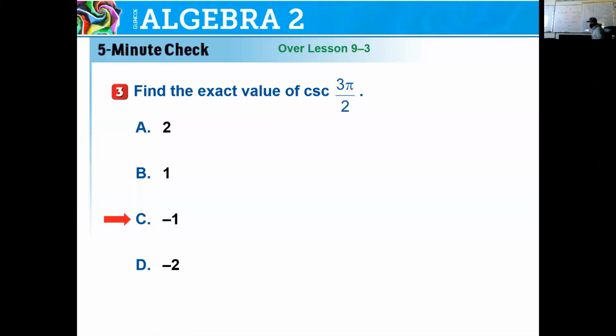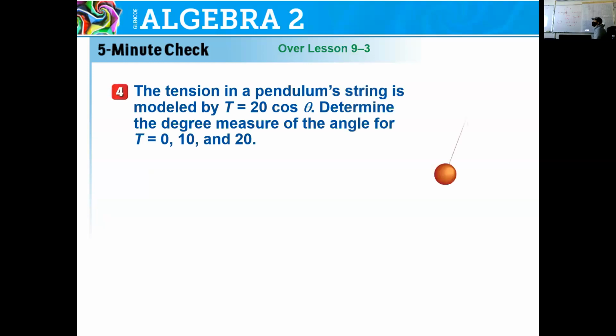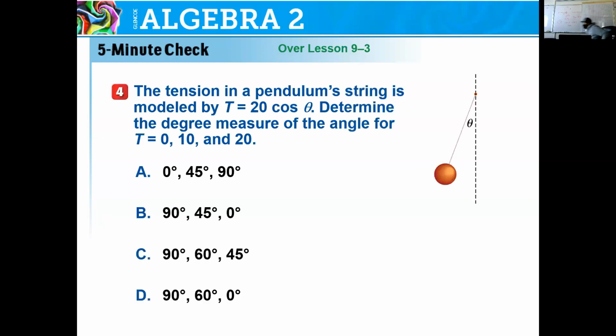Awesome, awesome. Okay, this one's a little bit harder. It says the tension in a pendulum string is modeled by T is equal to 20 times the cosine of theta. So determine the degree measure of the angle theta when T is equal to 0, 10, and 20. Okay, so this one, we're going to want to use a calculator. Calculators are our friends. They're not food.